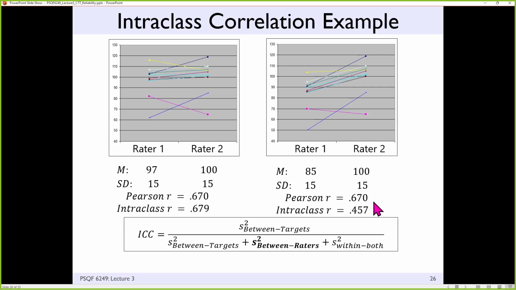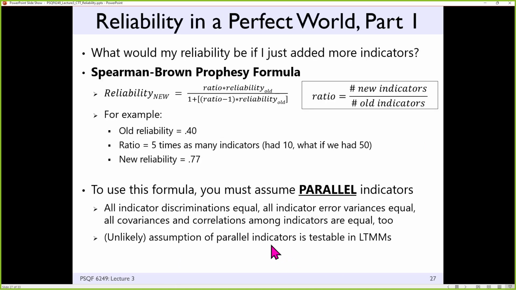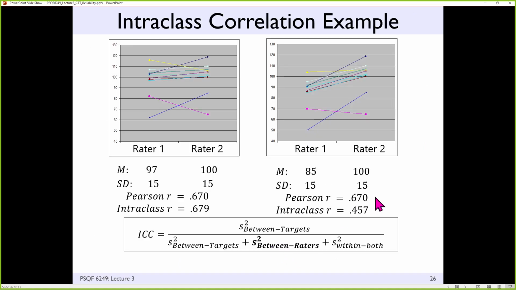So I think the question would be, do you want relative agreement or absolute agreement? If it's relative, Pearson might be okay, but absolute should be intra-class instead. And here's the formula by which the difference, it's whether this piece is in the denominator right here. So, any thoughts or questions about that? Just moving through like a tour of correlations, that's what we're doing here.